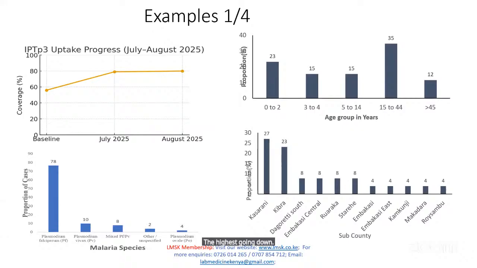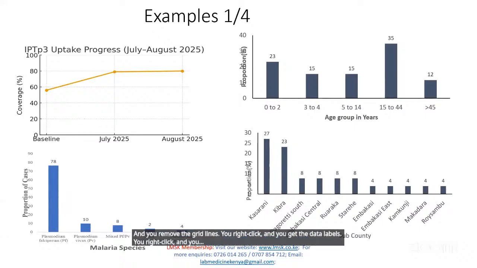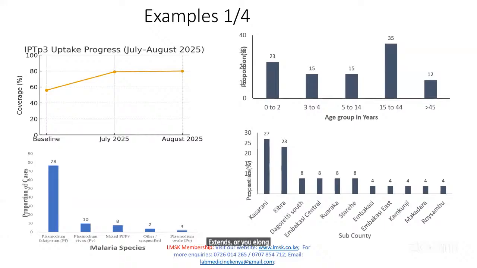Then you can actually see between the bars, there's nothing. There's no grid. So you right click and you remove the grid lines. You right click and you get the data labels. You right click and you extend or elongate the graphs to be in a reasonable size.